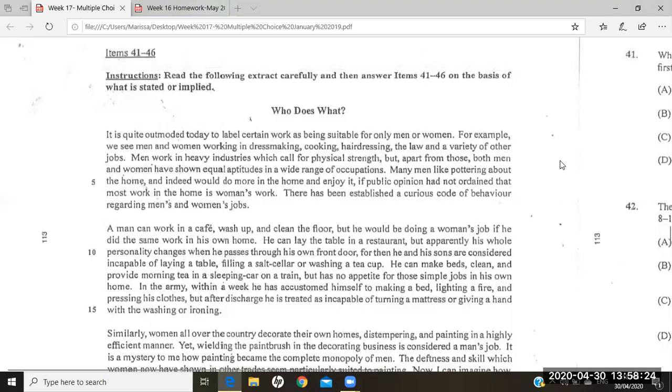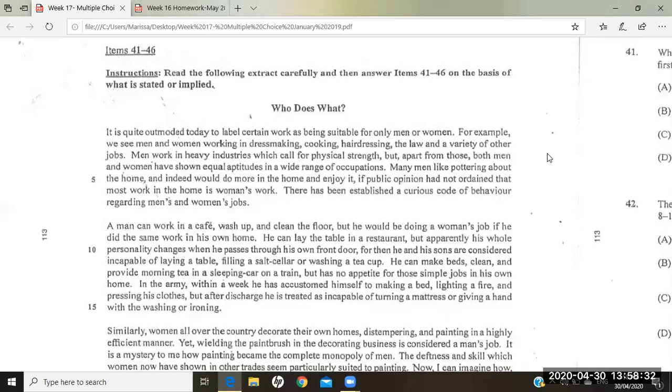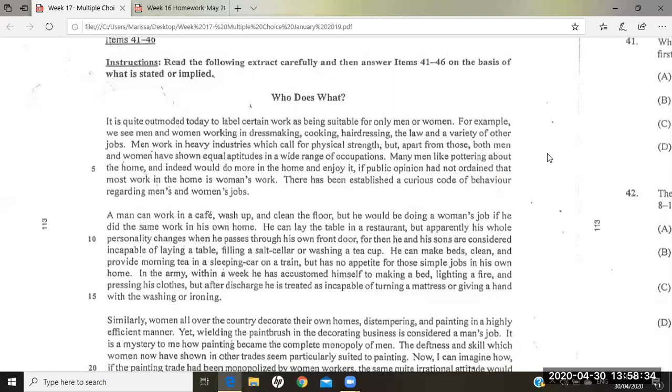For the other section, it's a comprehension and it says, read the following extract carefully and then answer items 41 to 46 on the basis of what is stated or implied. When we read this, I don't want you guys to get upset, because it is a passage that could cause a lot of chaos. They're talking about men and women in society, and obviously we have a mixed class here. Some men may think that maybe the writer is being a bit biased. Some women will say maybe the writer is not being biased. So let's hear what this passage says and see if we can understand what is being mentioned here.